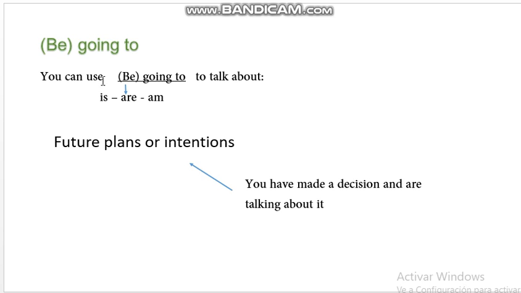Now, we are going to talk about be going to. You can use be going to talk about your future plans or intentions. You have made a decision about a future event and you are talking about that decision. Okay? It is formed with the verb to be that has is, are, or am according to the subject, as you can see.